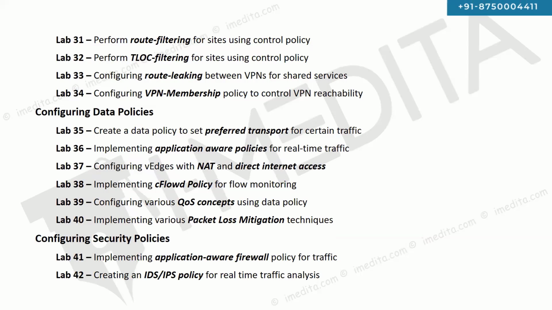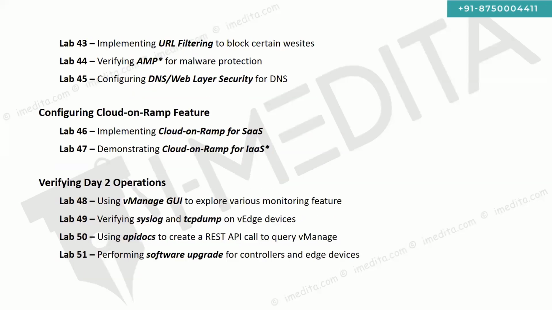And we have security policies. So application-aware firewall, IDS, IPS policy. These are all the security policies, URL filtering, integration with Umbrella. And then cloud onramp features for SaaS as well as for infrastructure as a service. And wherever it is demonstration, it means that I'll be giving you a demonstration, and wherever we have implementation, it means that we will be implementing things.